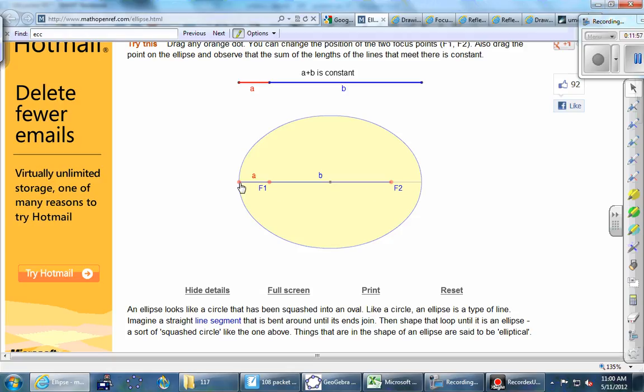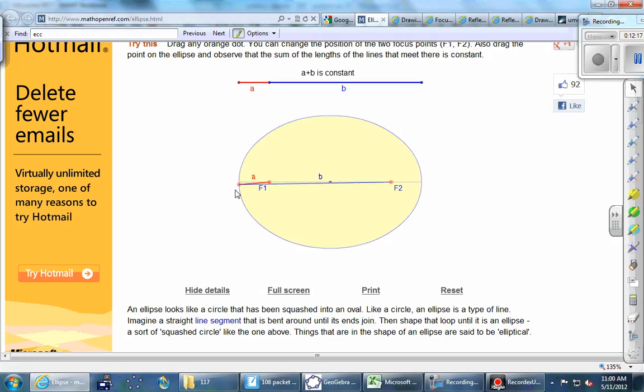So then do you believe that blue plus red is really just the distance from here all the way across to there? And in fact, you can even see it now looking at that line segment. It's perfectly lined up with both ends of the ellipse. So you can tell how far you're going to walk. It's that straight line distance the long way.